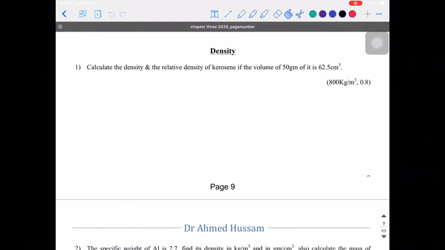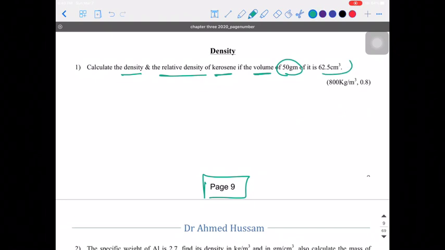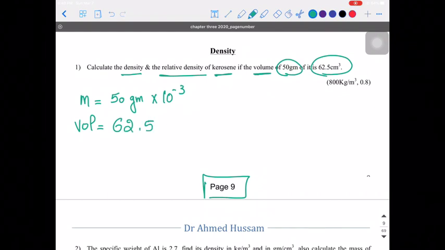Okay, let's do some practice. In your booklet, page 9: calculate the density and the relative density of kerosene, if the mass is 50 gram. The mass equals 50 gram, and of course I'm using kilogram, so times 10 to the power negative 3. And the volume is 62.5 cubic centimeters. Therefore, we will convert it into cubic meters.